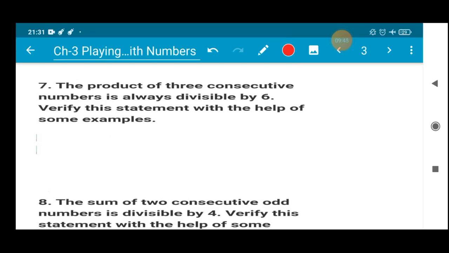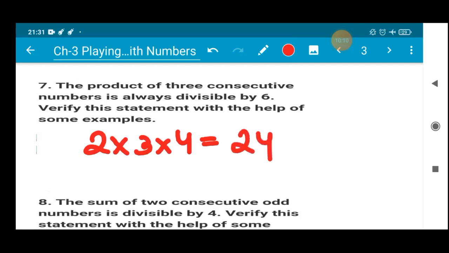So they are saying that the product of three consecutive numbers is always divisible by 6. So product of three consecutive numbers means, you all know what we mean by consecutive numbers. Consecutive numbers means 2, then 3, then 4. So this is a consecutive form. So if I take the multiplication of this, what will be the product? It will be 24. Isn't this 24 divisible by 6? Yes. So this is our example.